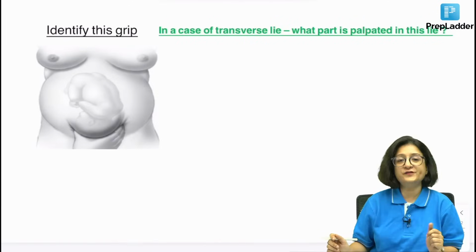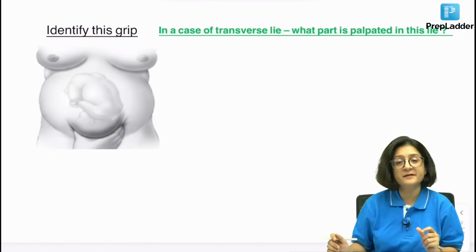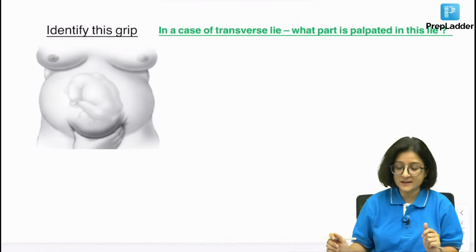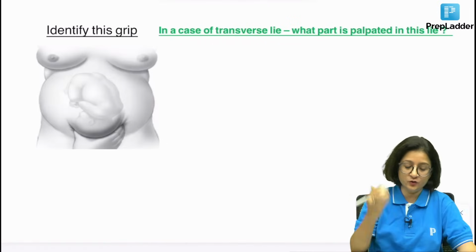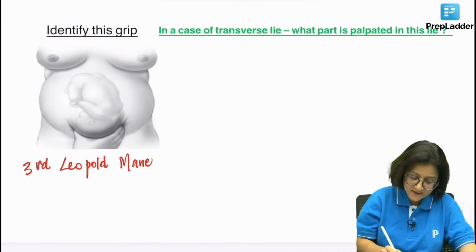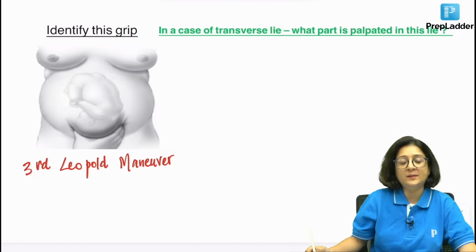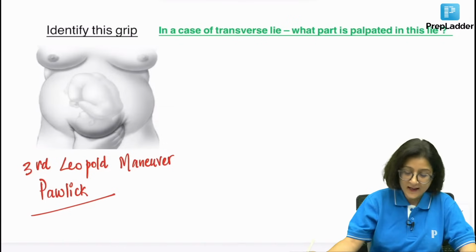All right, this is the first image. Often repeated question, identify this grip, and then there's a question attached. In a case of transverse lie, what part is palpated in this lie? Yes, so this grip is Leopold's third maneuver, right? This is the third Leopold maneuver. What is this grip called? There's a specific name for this grip. This is Pollock grip, excellent. Okay. Now, in case of transverse lie, what is palpated in this lie?